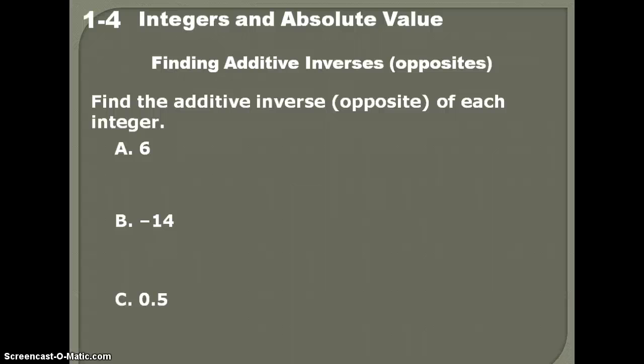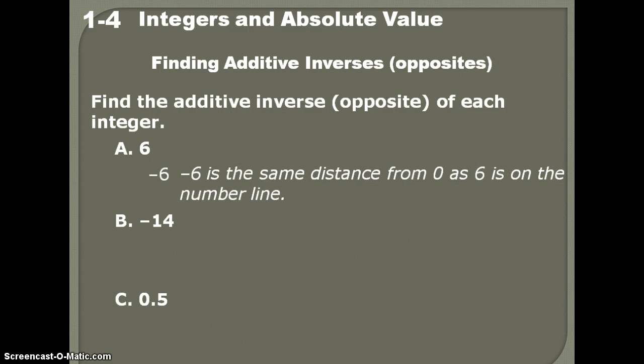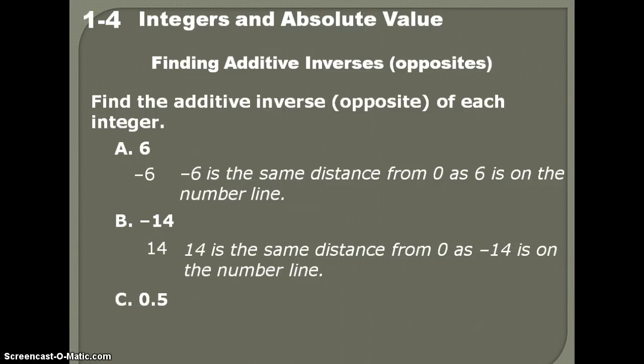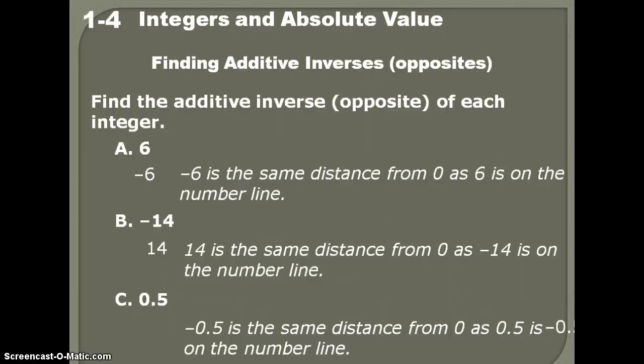Let's find some additive inverses. Remember, we said additive inverse means the opposite. So find the opposite or additive inverse of 6. Well, that would be the number that's the same distance from 0, which would be -6. The additive inverse of -14 would be the number that's the same distance from 0, and that would be +14. We could also do this for decimals, and the number that's the same distance as 0.5 from 0 is -0.5.